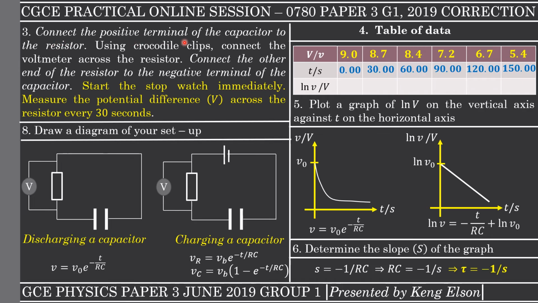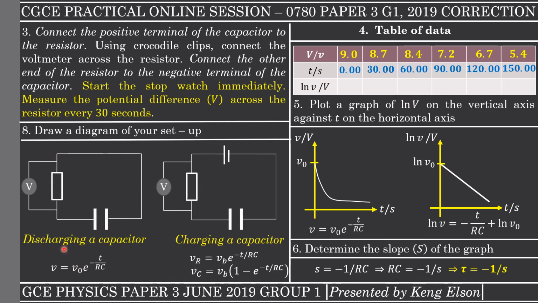We connect the positive terminal of the capacitor to the resistor. So here is my capacitor, here's my resistor, and I first make this connection. Then I use crocodile clips and connect the voltmeter across the resistor. So here's my voltmeter connected across my resistor. Then I connect the other end of the resistor to the negative terminal of the capacitor.